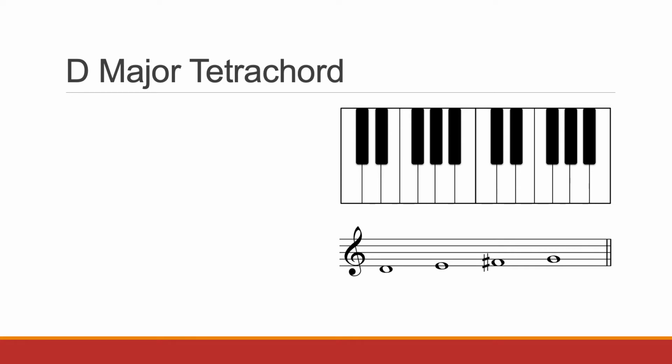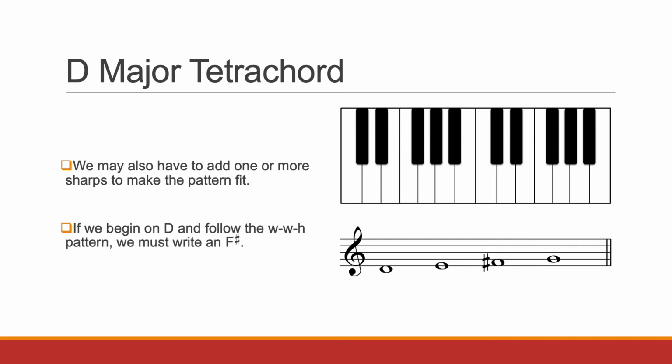D major tetrachord. We may also have to add 1 or more sharps to make the pattern fit. If we begin on D and follow the whole, whole, half pattern, we must write an F sharp. And we can see whole, whole, half.